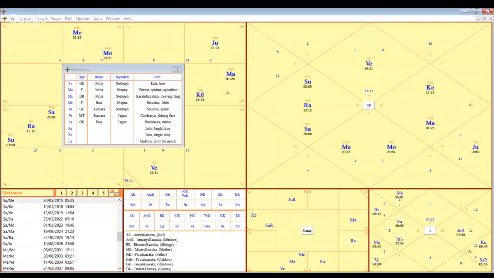Okay? When we look at that, the Lord of the 12th here is Mars, which is Karala Damstra. And we've got a debilitated Mars, so it's not very strong. Karala Damstra is loosely interpreted as cleaving fang, but another word for it means fearfully toothed.